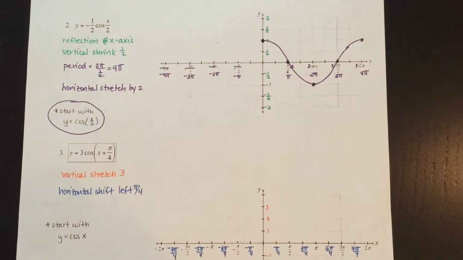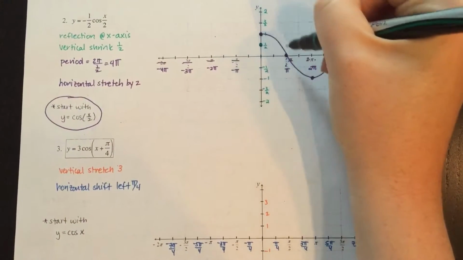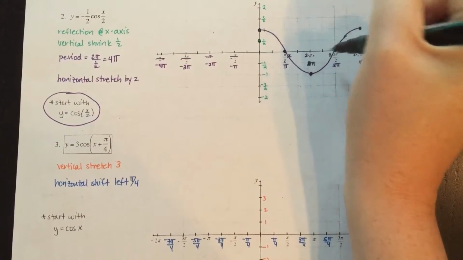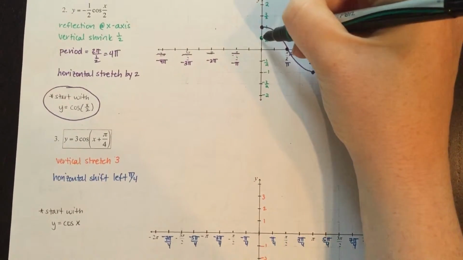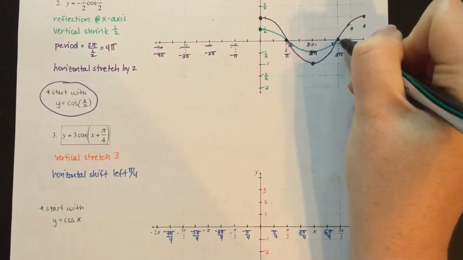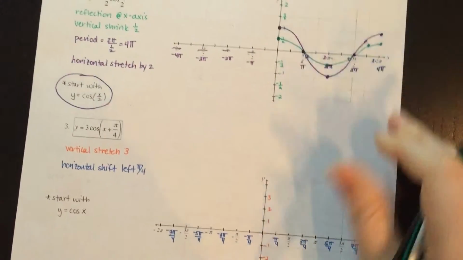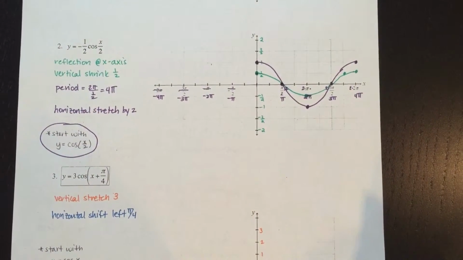So then we can finish taking care of the shrink by moving everything down by a factor of 1/2, or up by a factor of 1/2. Oops, sorry, don't do that. And again, this is only correct if you've labeled your y-axis. So you've labeled your y-axis to see that it's 1/2.